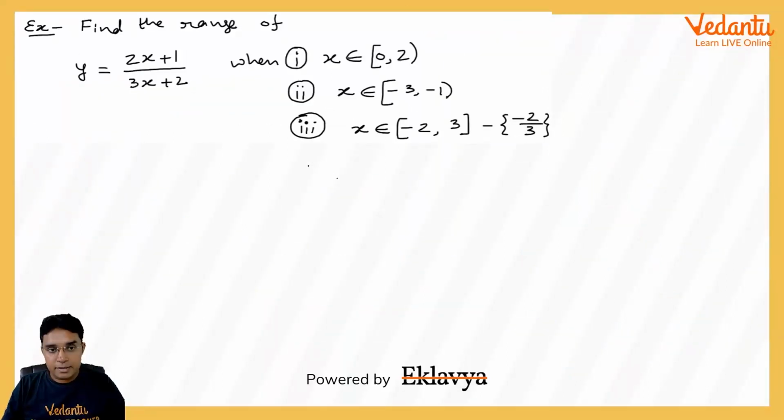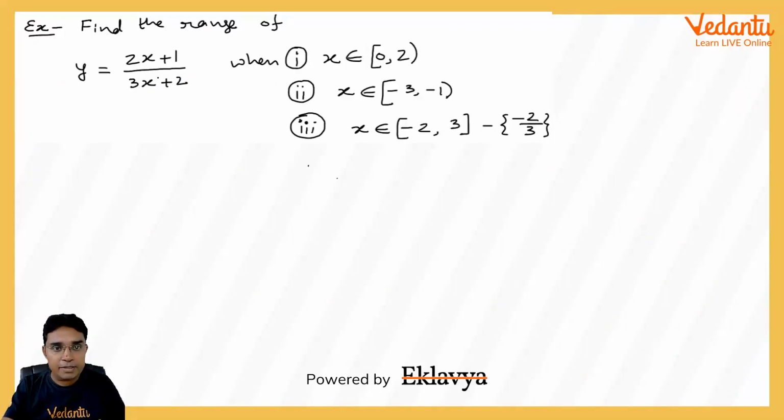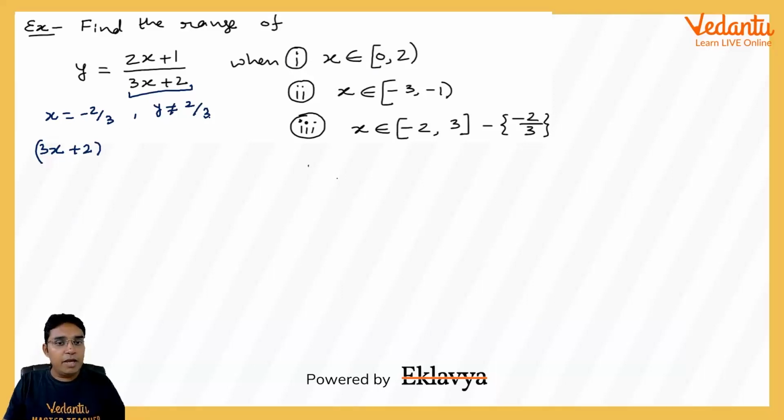I have taken the same example which we did in our first slide. Here, if I try to write like this, cx plus d into cy minus a, so the term of x should be this direct 3x plus 2. And remember, this bracket corresponds to the domain thing, that x cannot take value equal to minus 2 by 3, and y cannot take the value equal to 2 by 3. So here, corresponding to y, the bracket would be 3y minus 2.